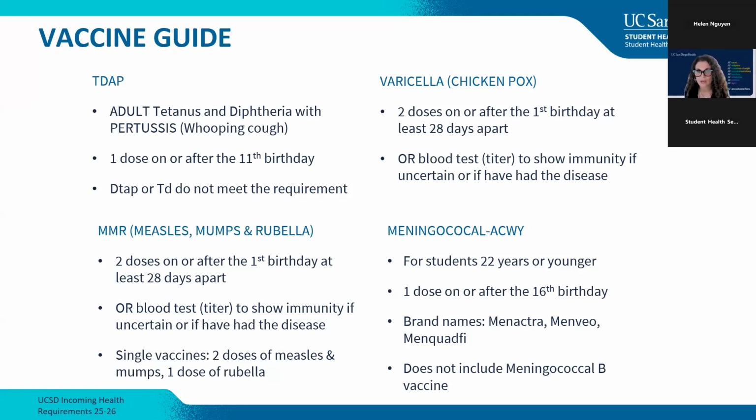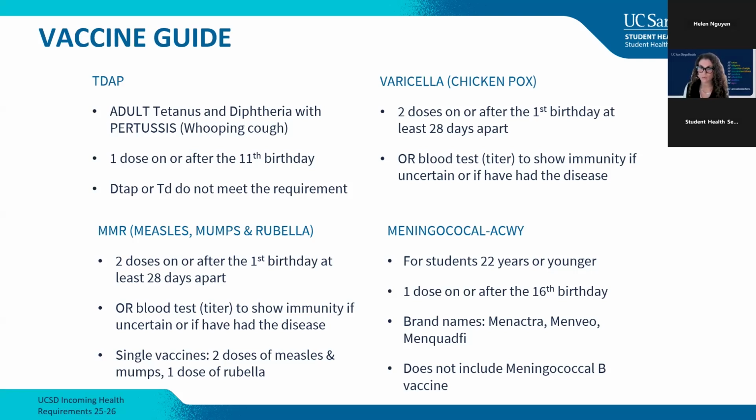And the fourth required vaccine is the meningococcal, or the ACWY, which is the type of strains of meningococcal. This does not include meningococcal B vaccine. This is a specific run-of-the-mill meningococcal vaccine. It is for students up to the age of 22. As soon as you turn 22, this is no longer required. However, it is strongly recommended up to the age of 23.